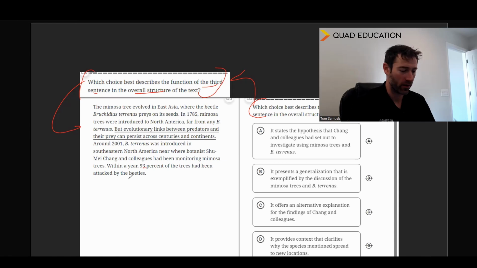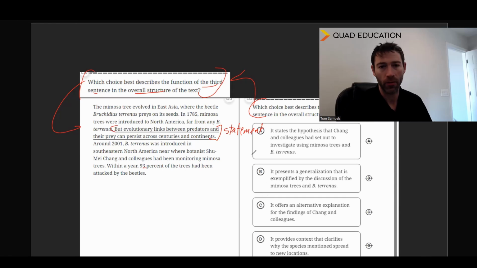So if we're thinking about what this is right here, I'm not really seeing much evidence here. This is what I'm going to say is more of a statement. It's not a hypothesis. It's not saying our guess is this because of this. It's saying this is true. Well, it is asserting that evolutionary links between predators and prey can persist for a long time and for a large area. So let's go ahead and see which of these answers hopefully line up with the answer that I've made.